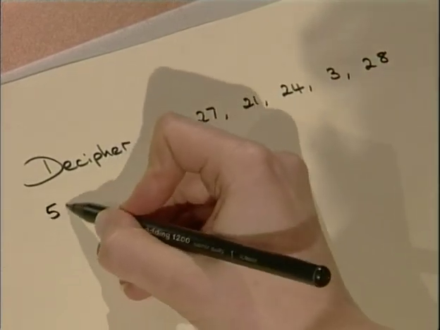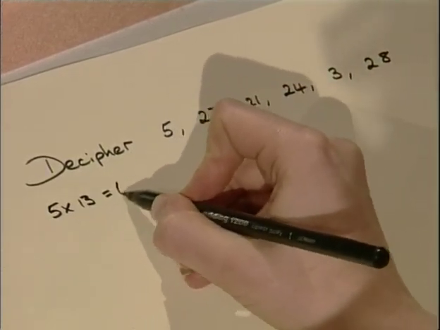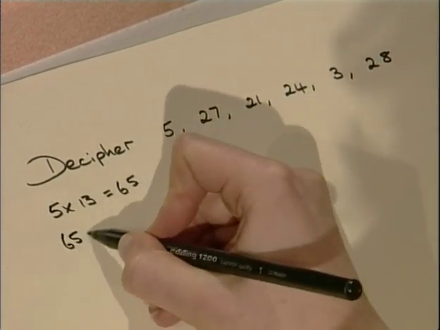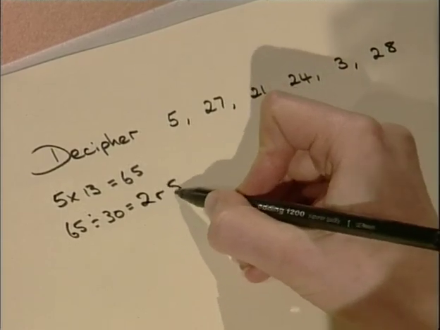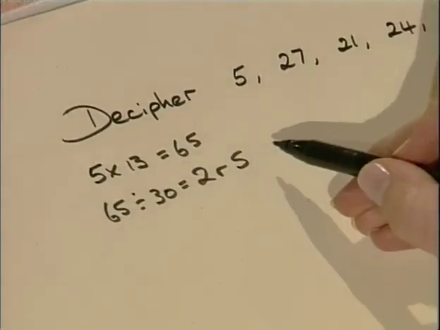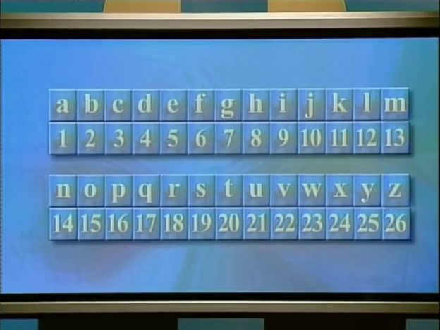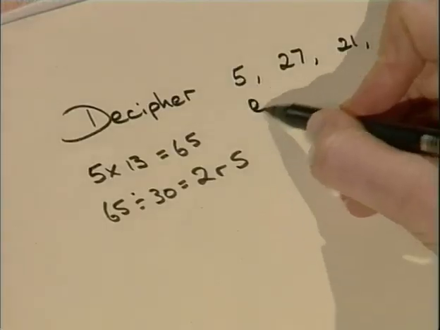OK, so what I've got to do then is multiply by 13 and find the remainder modulo 30. Well, the first number I've got is 5, so 5 times 13, well, that's 65. And 65 divided by 30, well, that's 2, with a remainder of 5, which is my original number. Now, that just happens to be the case. It won't usually be. So, substituting in 5 into my table, well, that gives me my first letter, which is E.